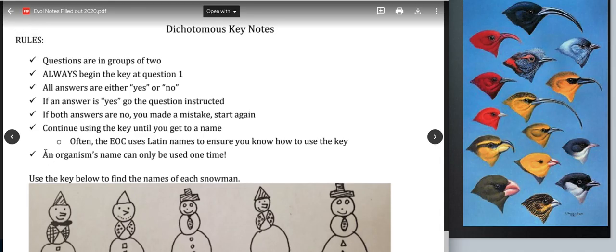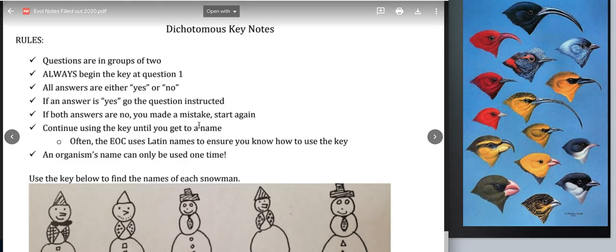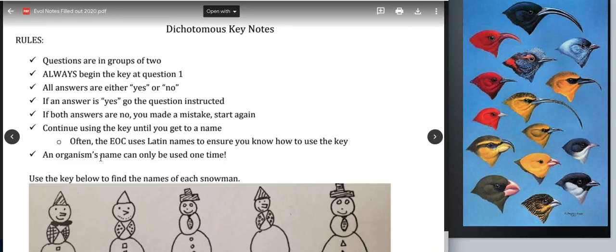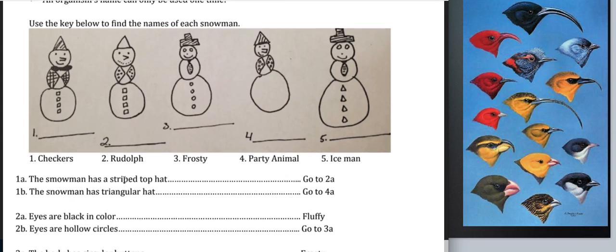Okay? So if both answers are no, you've made a mistake and you have to go back and start again. You're going to continue using the key until you find the answer or the name of an organism. So we use a dichotomous key to find the names of organisms. And yes, you have to know a good bit about the organisms themselves to use the key. So you kind of have to know what these are.